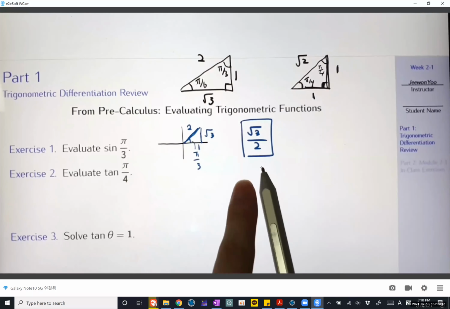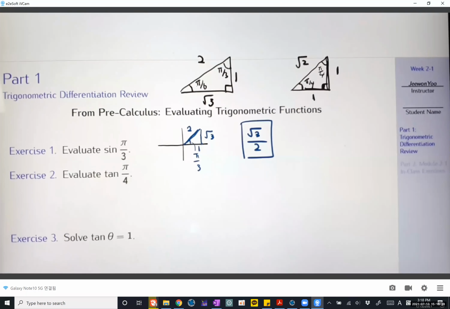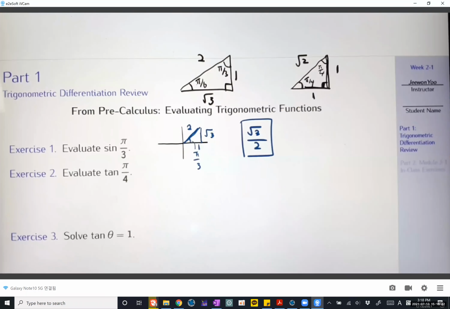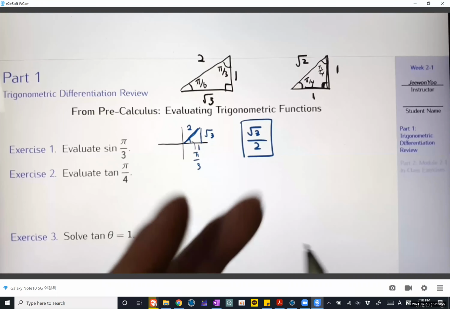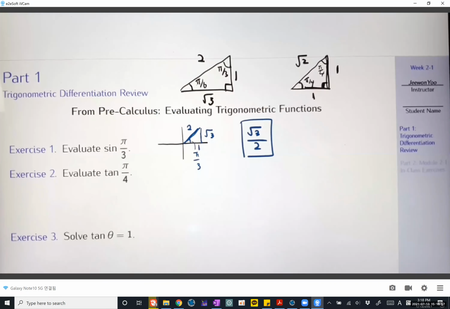Okay, thank you, everyone. This is the answer for question 1 for pre-calculus. And I think many of you know what to do with question number 2. What is tangent of pi over 4? I'm going to give you a couple minutes, say 2 minutes, and give me the answer. Whoever comes first, I'll start again. So tangent of pi over 4, what is the answer?